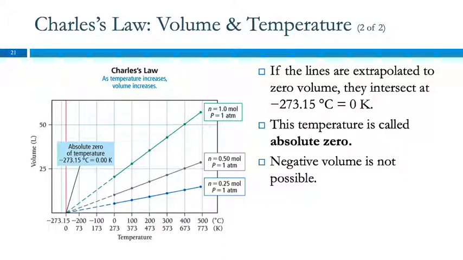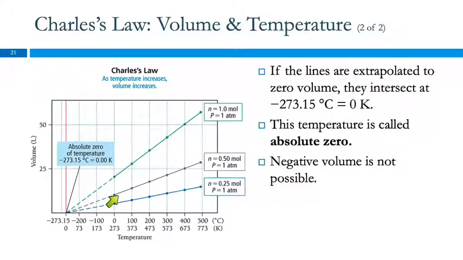So here we have a Charles' law graph. We have volume versus temperature. And we see that as you increase the temperature, the volume increases. And these are for different amounts of gas. This is 1 mole and half a mole and 1/4 of a mole of gas. Here we have listed the Celsius temperatures, 0, 100, etc.